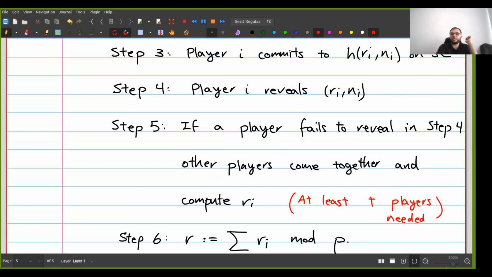I need to have at least T players who are honest and who are willing to come together and put the shares together if some other player is dishonest and has not revealed in step 4. Okay, so that's the first thing.